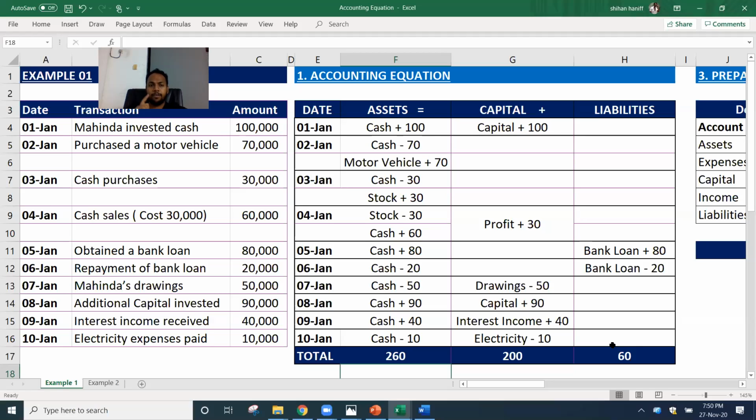Now the second question, first question, accounting equation. The second question, can you all calculate the profit of this business? How much is the profit? There are two methods to calculate the profits. What is the profit? I'm expecting some answers.